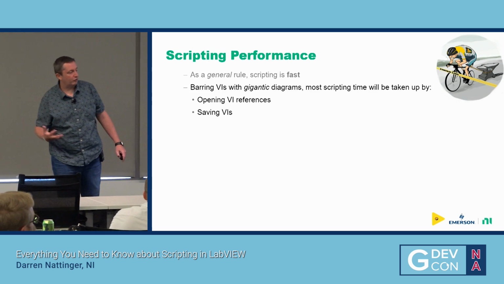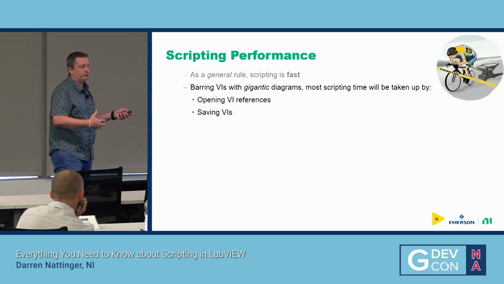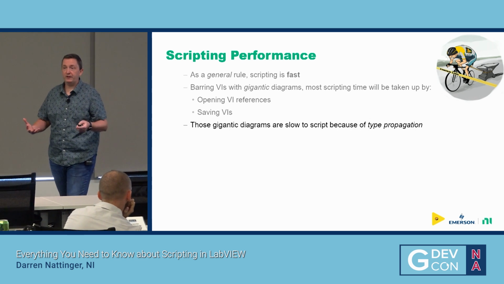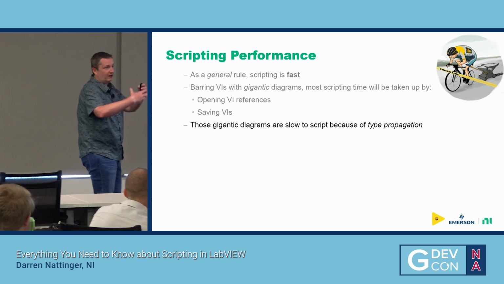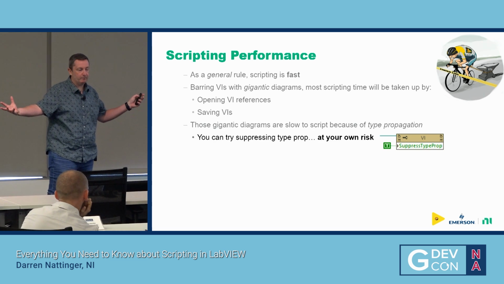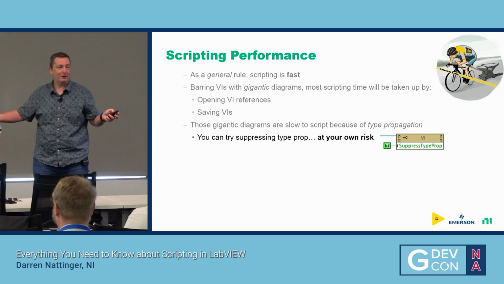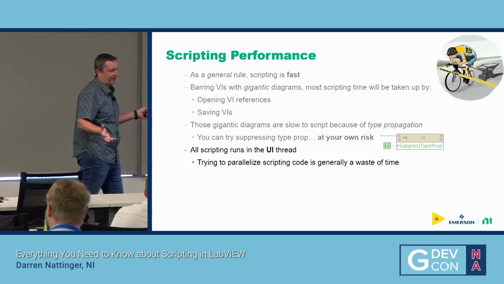Scripting is fast. The slowest part of scripting is when you have gigantic diagrams. The slowest part of scripting is when you're opening VI references and saving VIs. There's something in LabVIEW called type propagation, where every time you make a change on a block diagram, data types propagate across the whole diagram. You can try to suppress it. There's a private property called suppress type prop. Use it at your own risk. I have seen this thing screw up some scripting tools in the past.